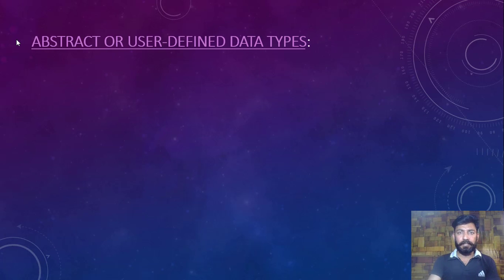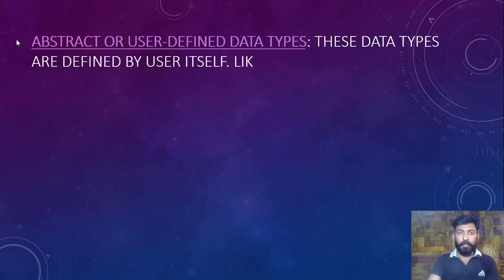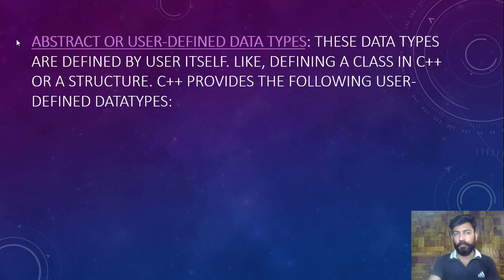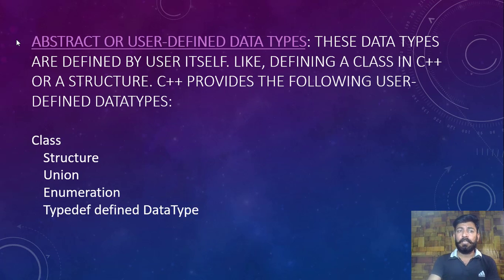Abstract or user-defined data types. These data types are defined by user itself, like defining a class in C++ or a structure. C++ provides the following user-defined data types: class, structure, union, enumeration, and typedef, type defined data type. You will learn it in the programming. Okay.